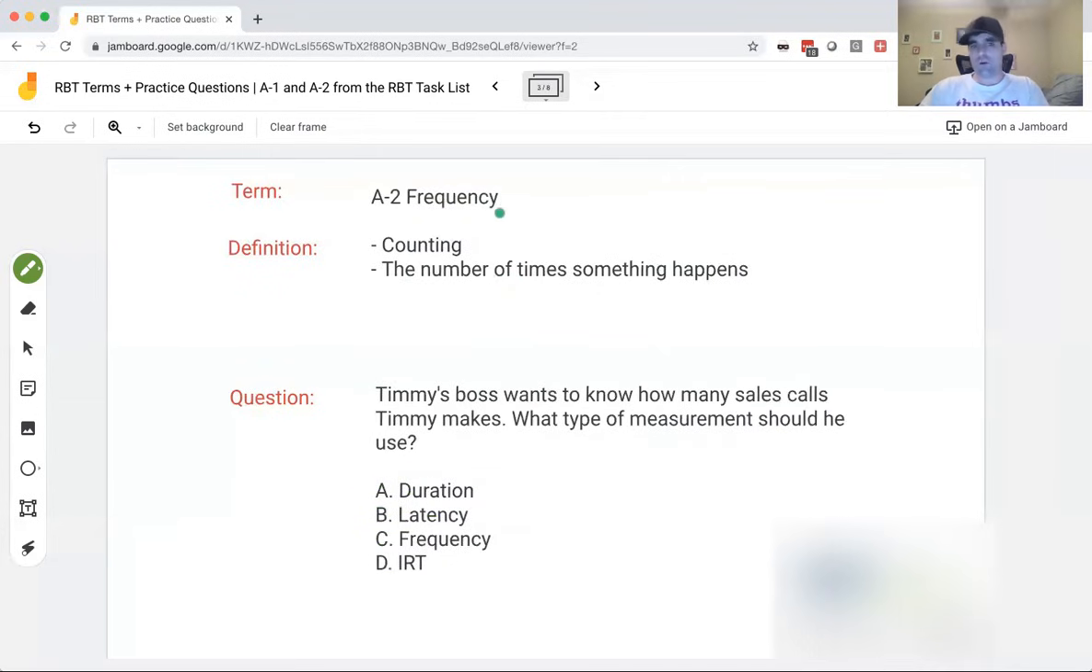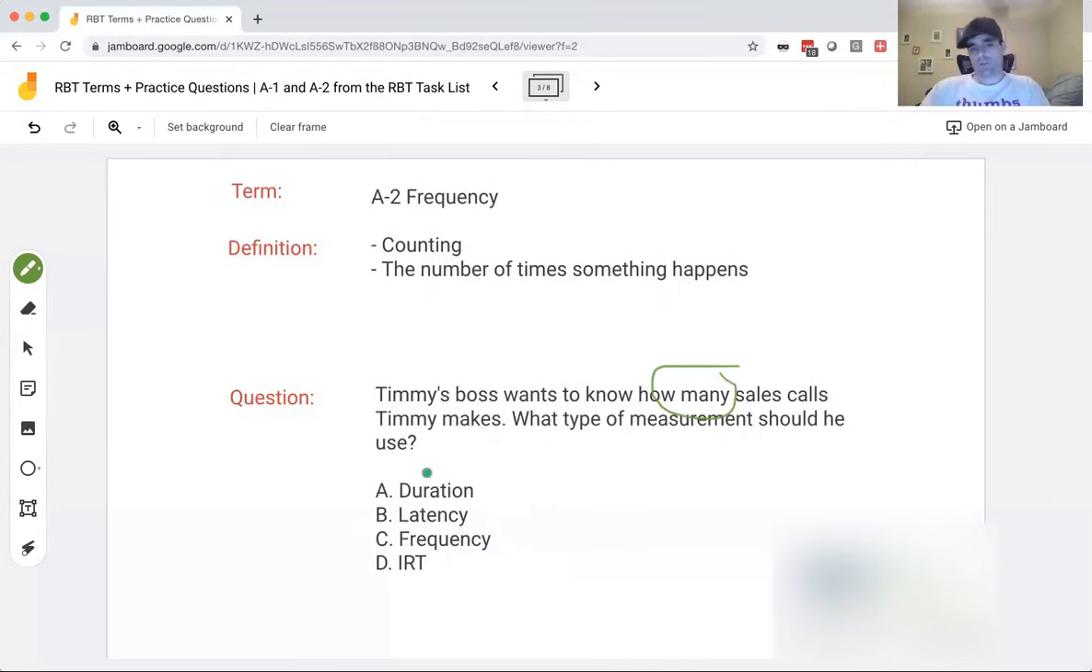Okay, A2, frequency. Frequency is just a count, the number of times something happens. You're literally counting how many times something occurs. Okay, so frequency is the easiest form of measurement. It's a very basic form of measurement. All right. So a question might look like this. Timmy's boss wants to know how many sales calls Timmy makes. What type of measurement should he use? So what is Timmy's boss doing? Okay, he wants to know how many sales calls Timmy makes. How many? He's just counting the sales calls.